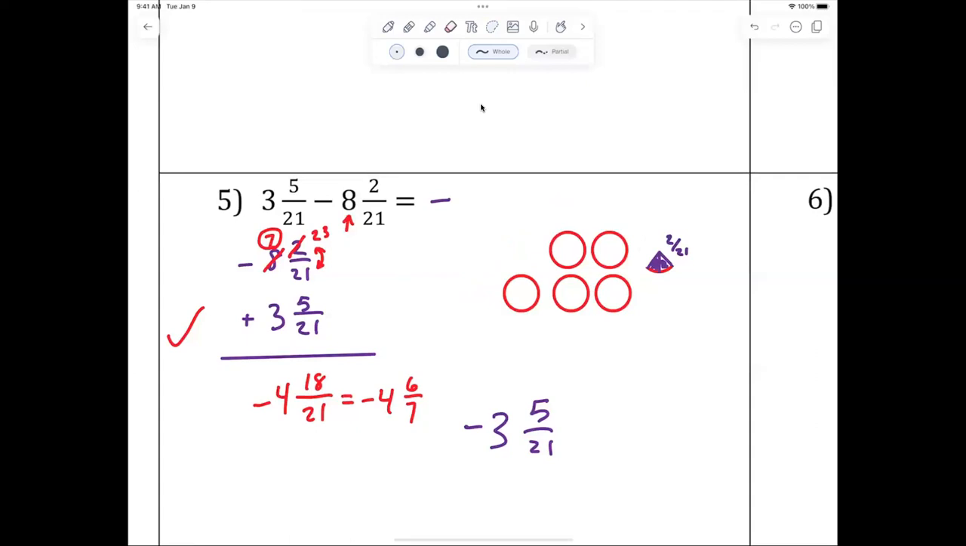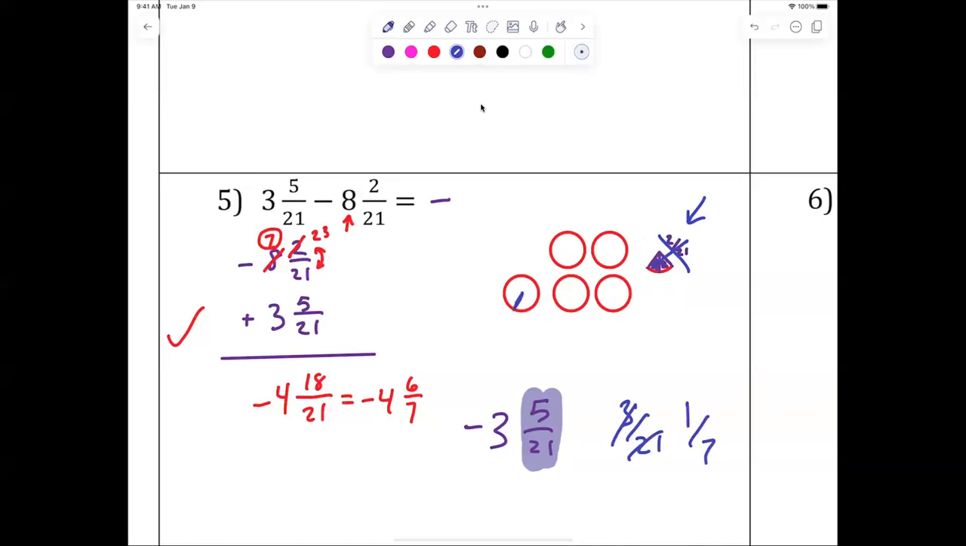Now I still have to subtract how many more? How many more do I have to subtract? 5. Do we agree? I have to subtract 5 21s. I have to subtract 5 out of 21. Does everybody agree? So how many do I have here? Wait a minute. Keep looking. How many do I have here? 2. Does everybody agree? So I'm going to subtract out 2 out of 21. So I have to subtract out how many more? 3 out of 21. Everybody agree with that? Right? Now, 3 out of 21 can reduce to what? 1/7.